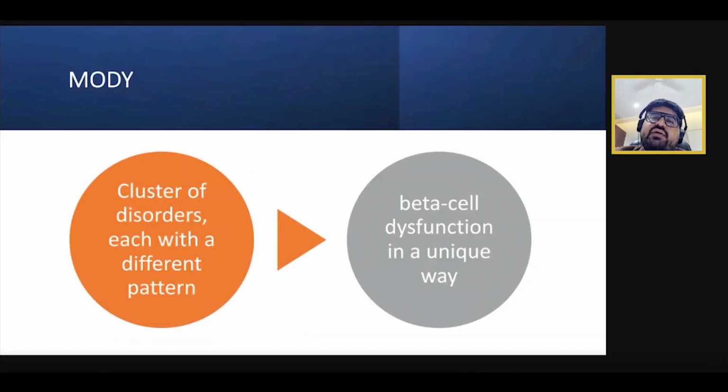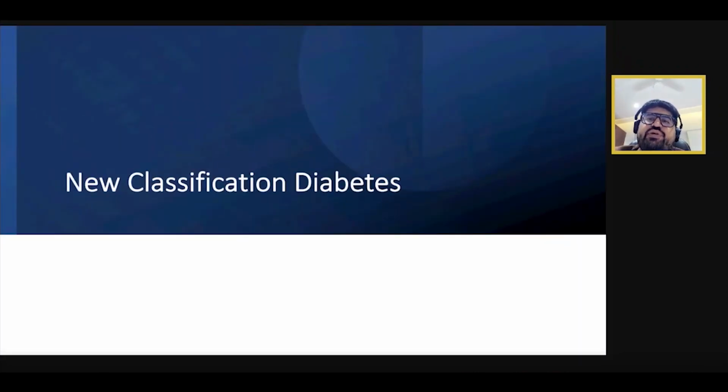So that is what happens in a patient with LADA. Okay, what about MODY? We'll not discuss MODY. I think this is again an area where I'm very interested in, and perhaps in future we might have a discussion on MODY in much greater detail. It's a cluster of disorders with different patterns. Most of the time, you have beta cell dysfunction again in different unique ways in these patients. So we'll discuss that in a later class, right?